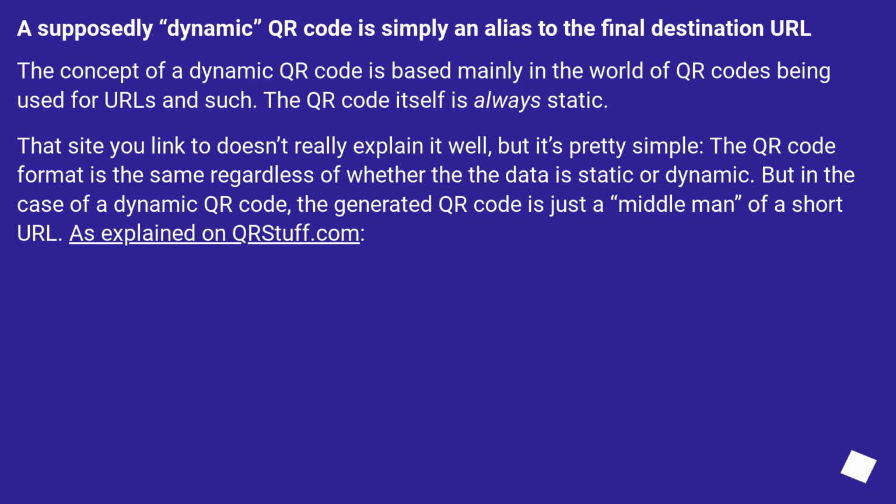A supposedly dynamic QR code is simply an alias to the final destination URL. The concept of a dynamic QR code is based mainly in the world of QR codes being used for URLs and such. The QR code itself is always static. That site you link to doesn't really explain it well, but it's pretty simple. The QR code format is the same regardless of whether the data is static or dynamic. But in the case of a dynamic QR code, the generated QR code is just a middleman of a short URL, as explained on qrcode.com.